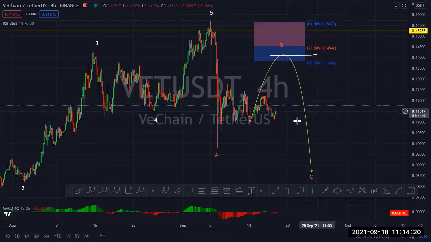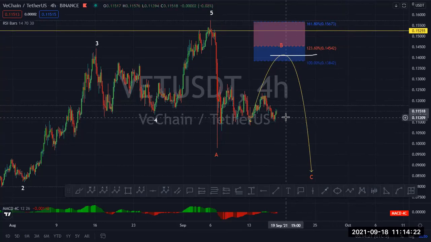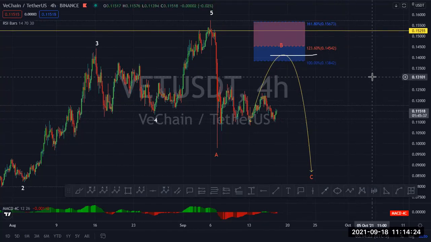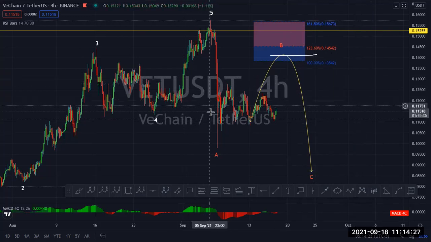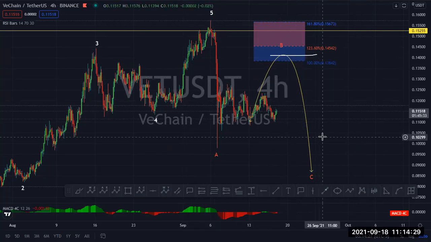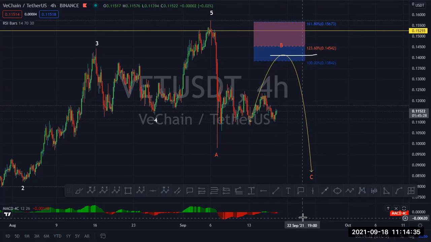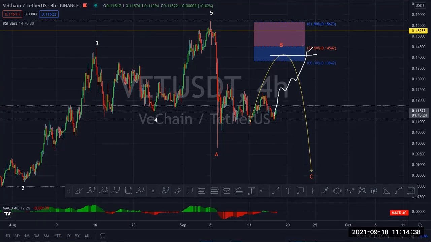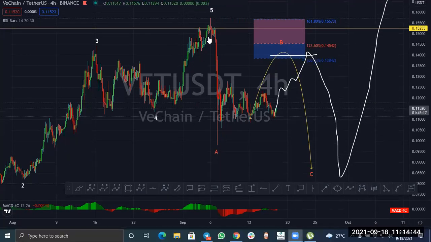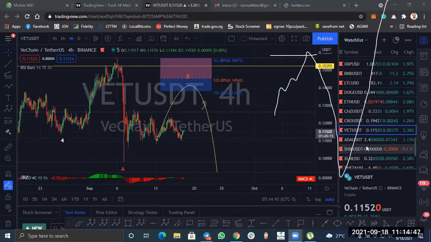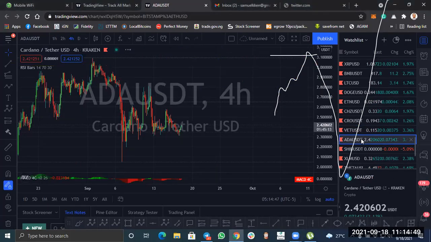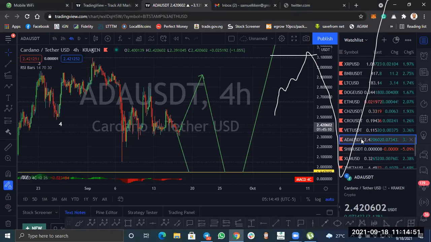Okay. Now, VET and the CRO is almost the same structure, so you don't need to waste time on it again. A, B, C. So no difference. We're looking for with B to complete. Then it drops, then goes up. So not much. After that, I'll do SHIBS, then I will conclude.